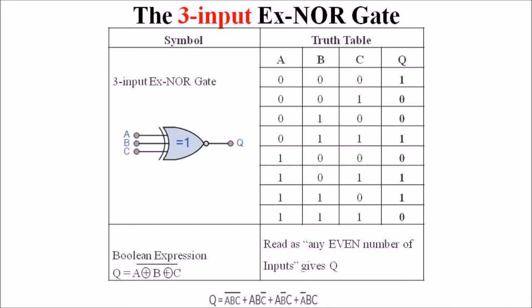Here we can see the inputs are A, B and C, and the Boolean expression is A XNOR B XNOR C or A XOR B XOR C the whole bar, and it is read as any even number of inputs gives Q. So that is 0 XNOR 0 XNOR 0 gives 1, 0 XNOR 0 XNOR 1 gives 0, 0 XNOR 1 XNOR 0 gives 0, 0 XNOR 1 XNOR 1 gives 1.